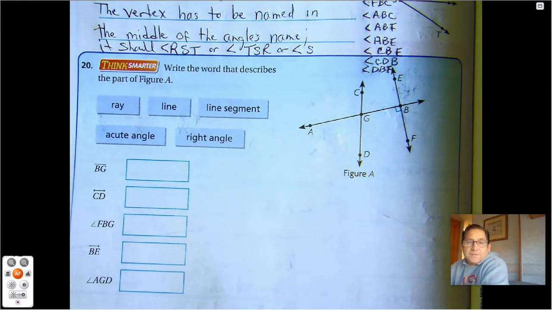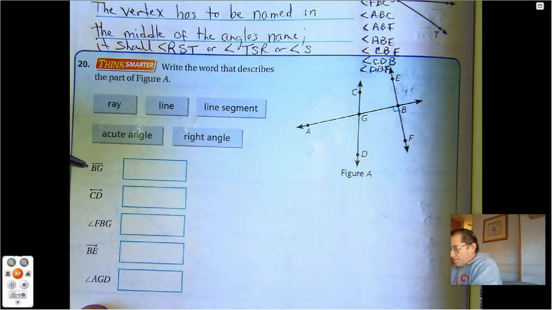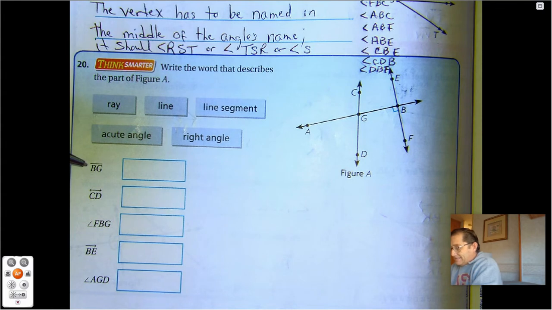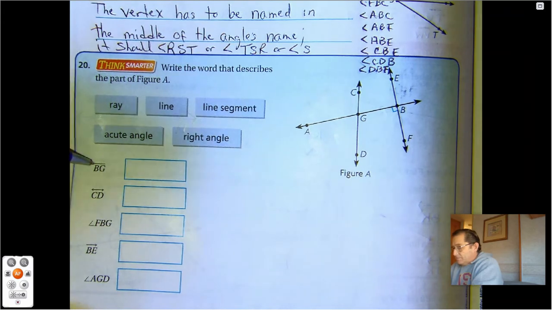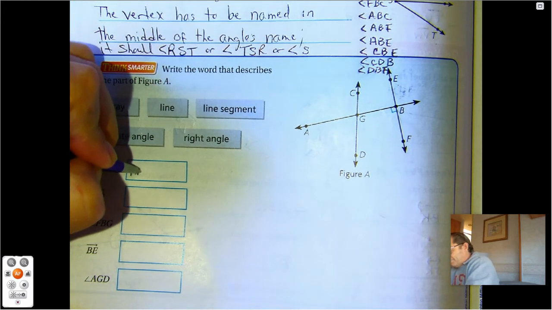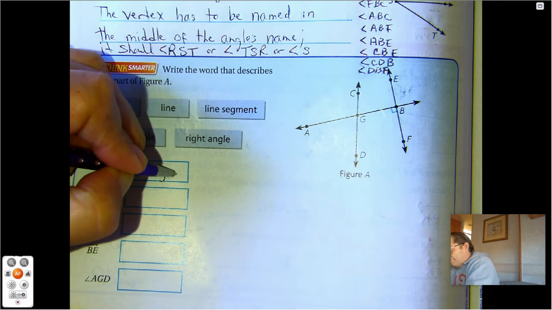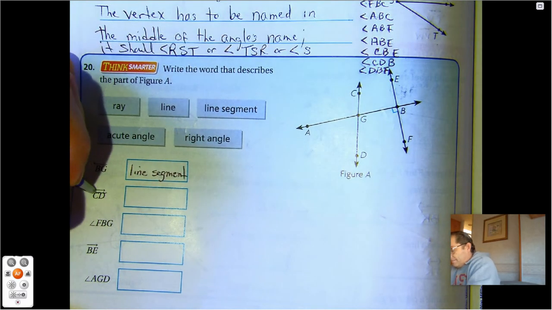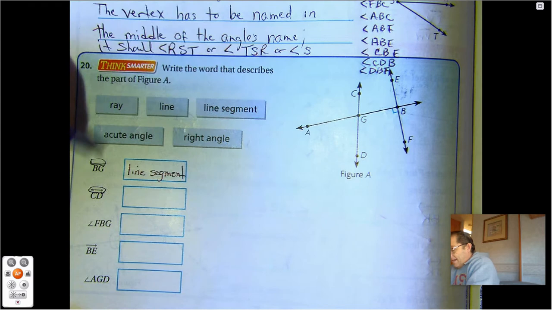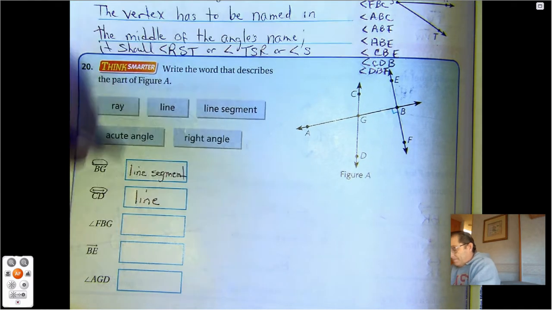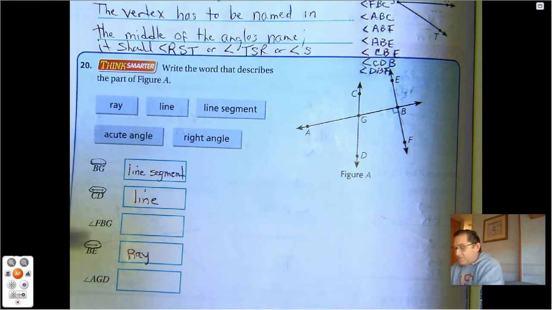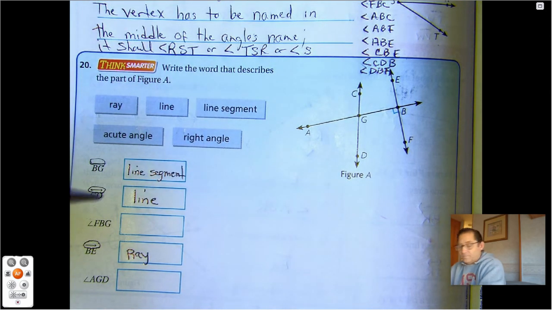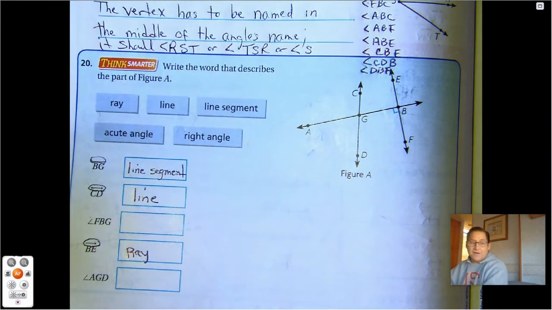Write the word that describes the part of figure A. Okay, so just looking at the symbols tells me the answers, basically. So this symbol is a line segment. This symbol is a line. This symbol is a ray. Why did I skip the 2 angles? Well, because it could be acute or a right. So now I have to look.